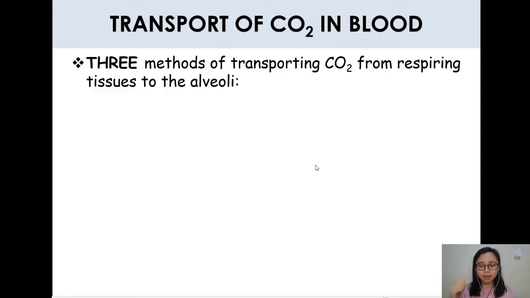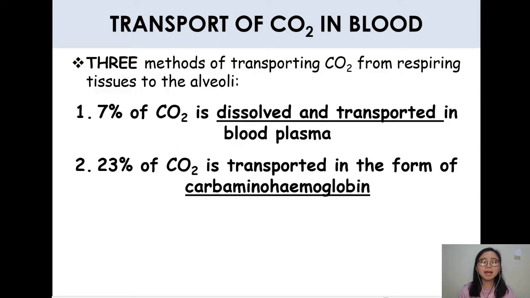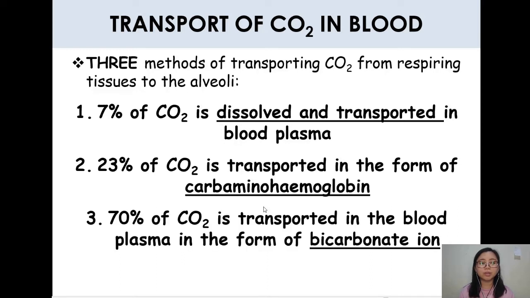There are 3 methods that our blood will use to transport carbon dioxide from respiring tissues to the alveoli. The first method is carbon dioxide will be dissolved and transported in the blood plasma. This is only some of the carbon dioxide, about 7%. And then more carbon dioxide will be transported in the form of carbaminohemoglobin. We'll talk more about carbaminohemoglobin later. Right now we're going on to the third method.